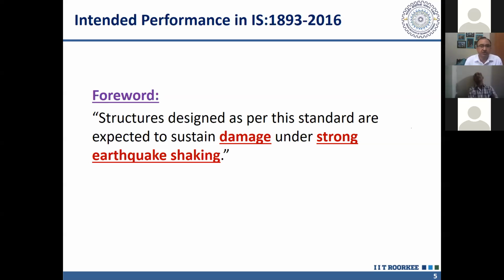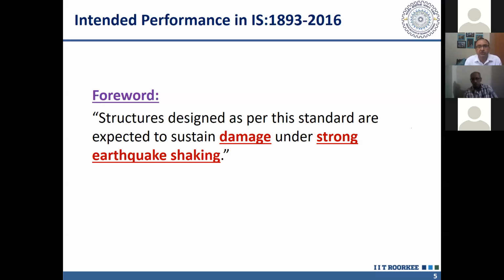That has been taken away from the foreword. So the code is not even giving that guarantee that it will not collapse. This is a big limitation of our design. If we tell our client who has come to us for design that we will do as per the current practice, and we do not know whether the structure will be able to survive the earthquake or not, that's not a good scenario.